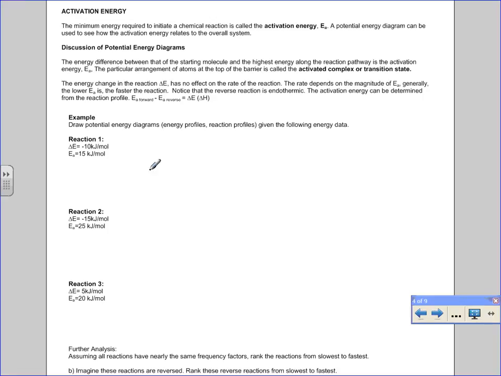So let's look at how to draw some potential energy diagrams, taking into account the activation energy and the overall change in energy of the system. In reaction 1, the change in energy is -10. That tells us that we've got an exothermic reaction with 10 kilojoules being released, and the activation energy for this is 15.